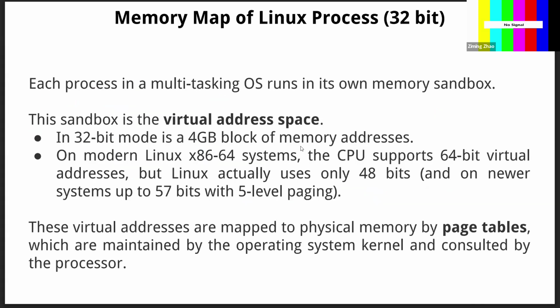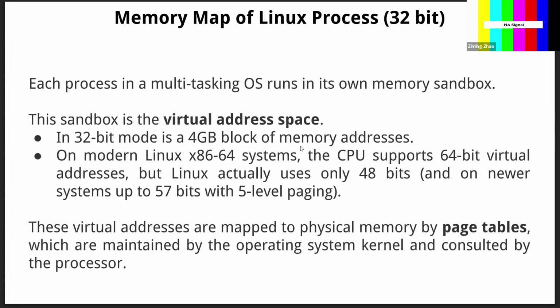Memory map of a Linux process. For a 32-bit machine, the address space is 32-bit, which is 4 GB of memory. For a 64-bit machine, the address space is much bigger, but right now we are not using the full 64 bits. It's too big, we are not using that. Modern systems use 57 bits if they are using 5 levels of paging. Some systems are only using 48 bits.